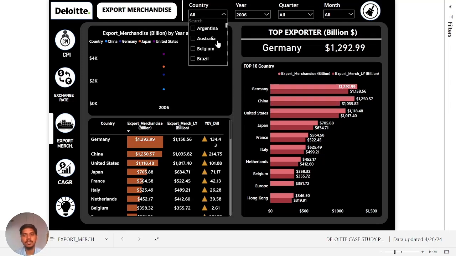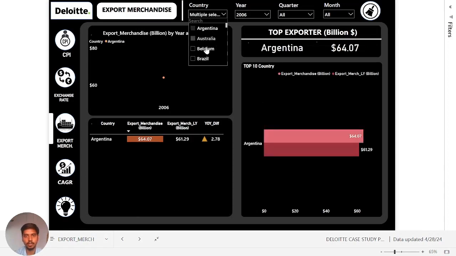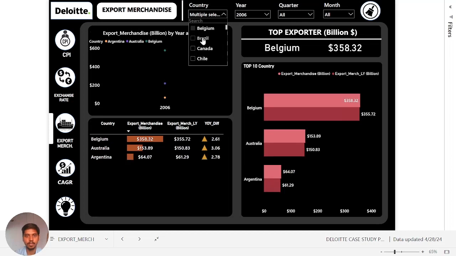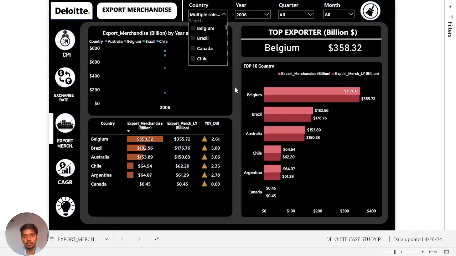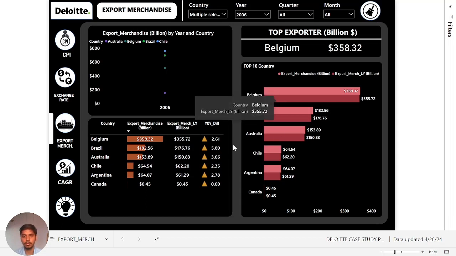From here you can select your own countries also, like Argentina. I have selected Australia, Belgium, Brazil, Canada, Chile. So like this you can find who the top exporters are by selecting your own countries. Like you can see that here Belgium has done more export as compared to other countries. Similarly, whatever country you want, you can just select from the given slicer, and you can find out who has done more export.